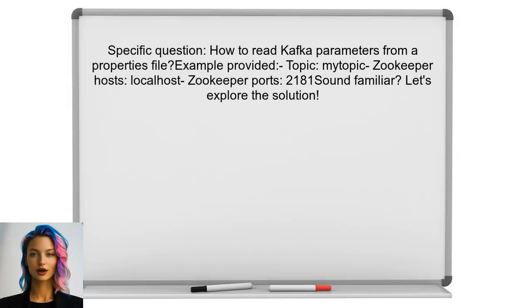Here's the specific question we're addressing. One user asked how to read Kafka parameters from a properties file instead of setting them directly in the code. They provided an example where they defined the topic, zookeeper hosts, and ports directly in their code. Sound familiar? Let's explore how to solve this.